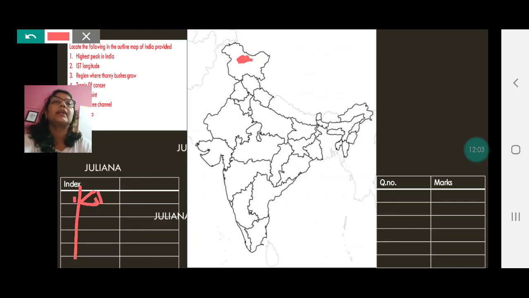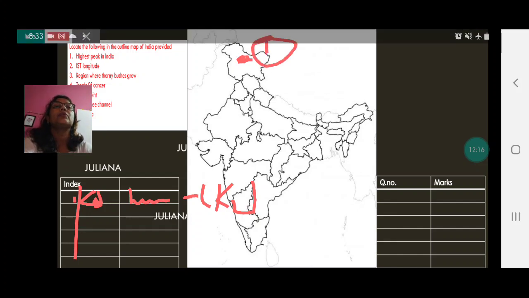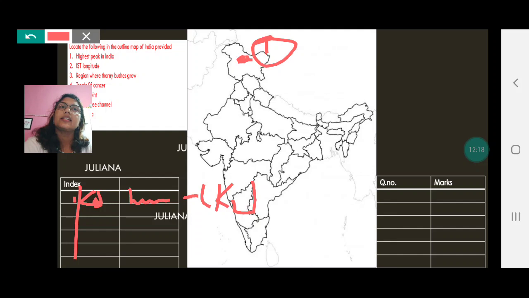Your symbol is here, a triangle peak. You will write here, highest peak in India, in bracket K2. And what will you write here on the map? You will write number 1, because this was number 1. It is not necessary to write highest peak there, but since you are showing only 4, you can write it as well. But the number is very important. This number should correspond with the index number.